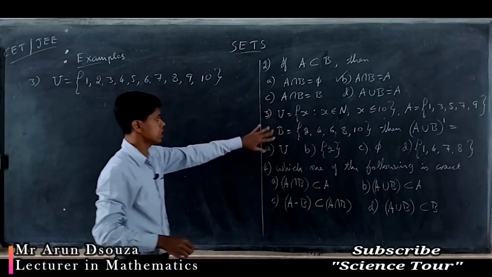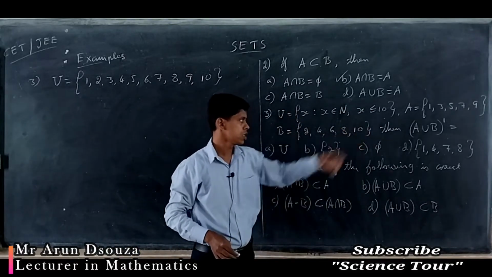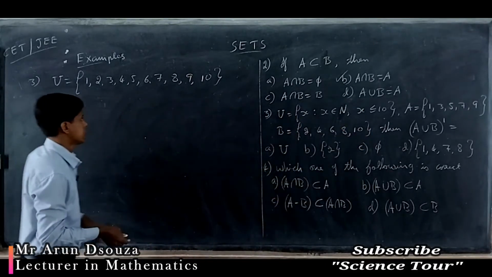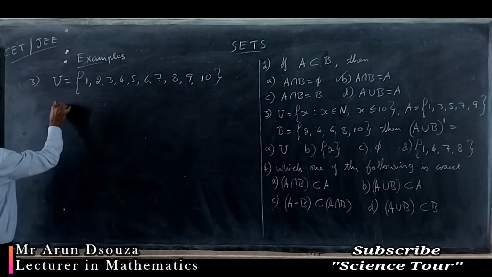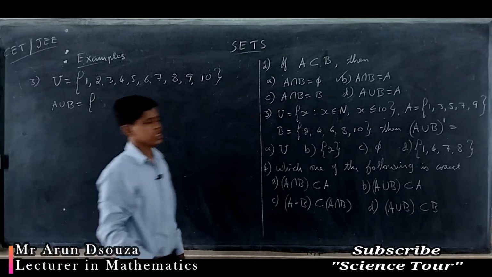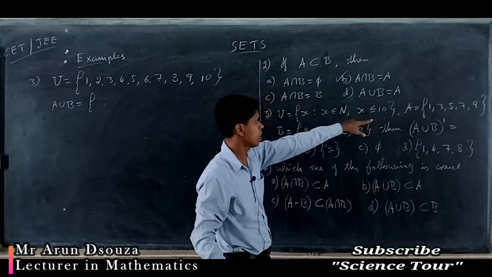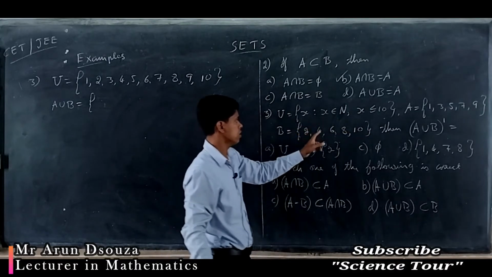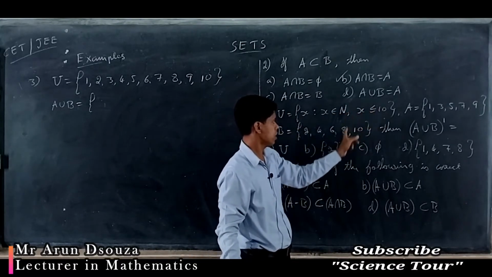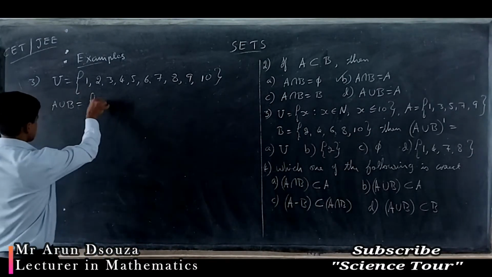The set A is there, B is there. A is all odd numbers, B is all even numbers. What is A union B whole dash? Let us find A union B now. Okay, so what is A union B? All the elements from A and B, A or B. So A: 1, then 2, then 3, 4, 5, 6, 7, 8, 9, 10. You will have all the elements.